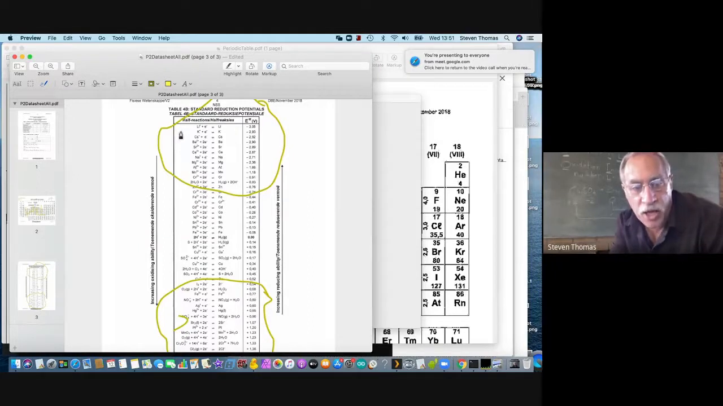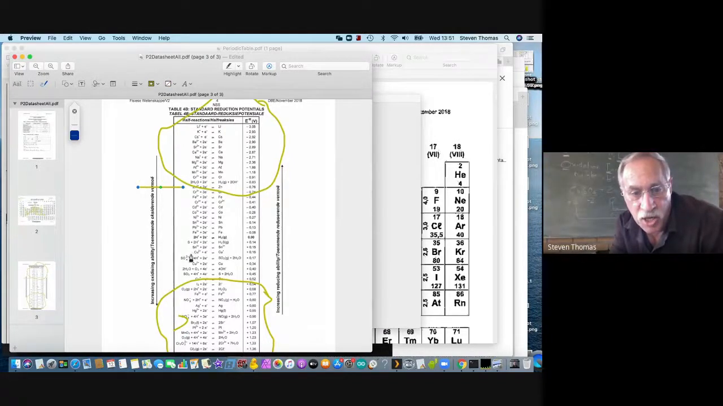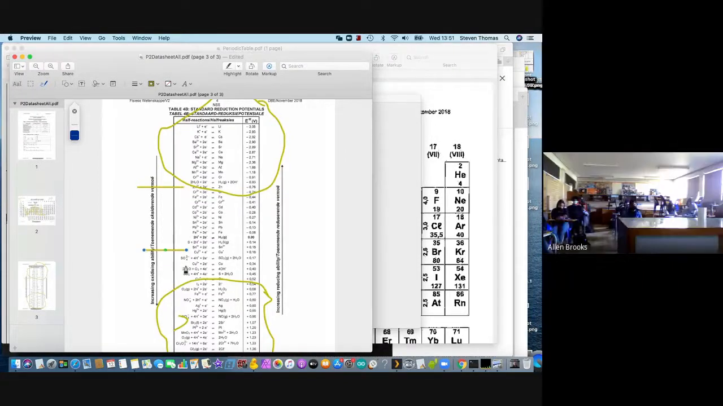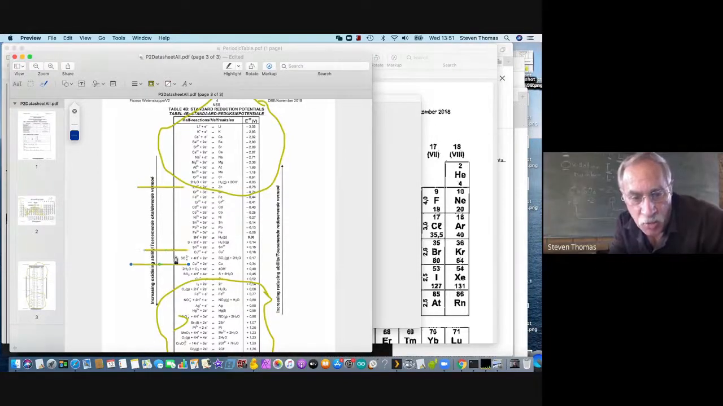Okay, so going down here, there's zinc. Zinc is high. Let's see if we can find copper. We have to keep going. I don't see any. There's one copper. There's another copper. And I know somewhere down here, there's another copper there.